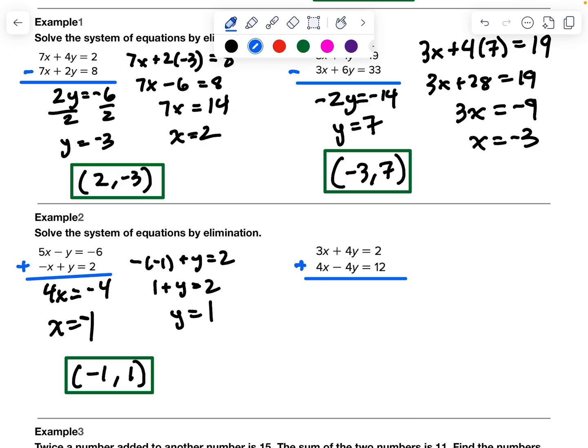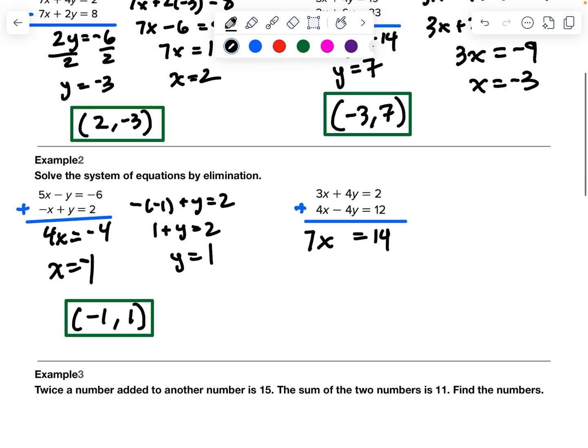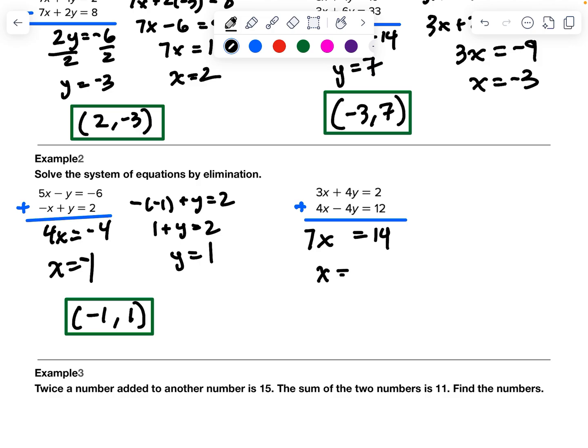All right, so 3x plus 4x is 7x. 4y plus negative 4y is 0. And 2 plus 12 is 14. Divide both sides by 7. x is 2. So simple to get the y.